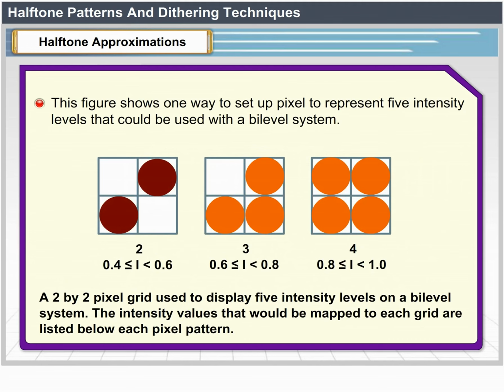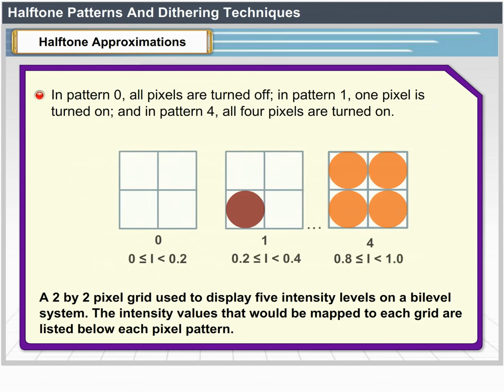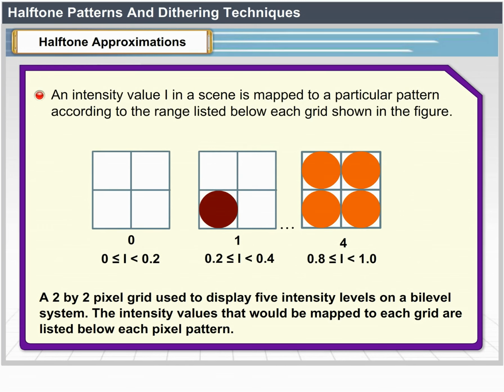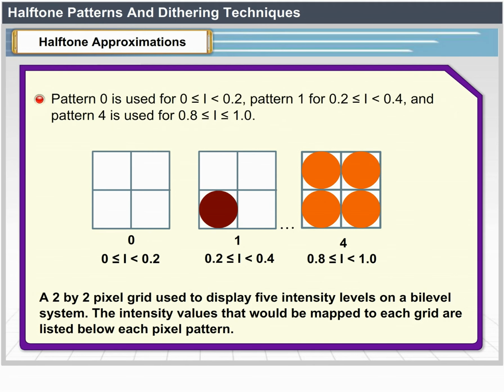with a bi-level system. In pattern 0, all pixels are turned off. In pattern 1, 1 pixel is turned on, and in pattern 4, all 4 pixels are turned on. An intensity value I in a scene is mapped to a particular pattern according to the range listed below each grid shown in the figure. Pattern 0 is used for 0 less than or equal to I less than 0.2, pattern 1 for 0.2 less than or equal to I less than 0.4, and pattern 4 is used for 0.8 less than or equal to I less than or equal to 1.0.